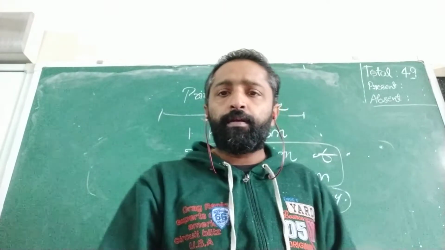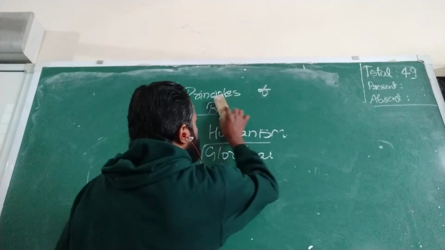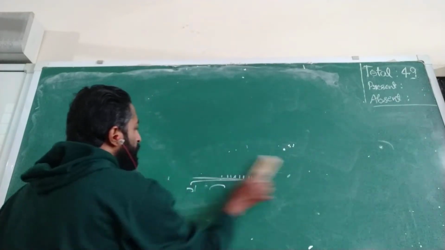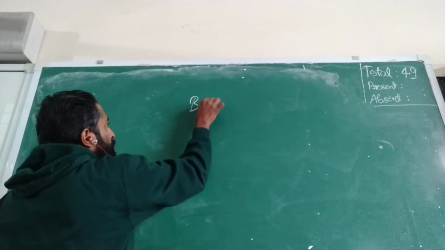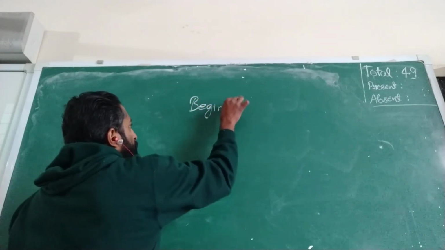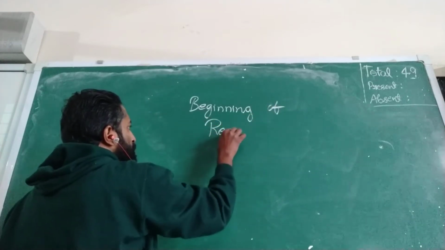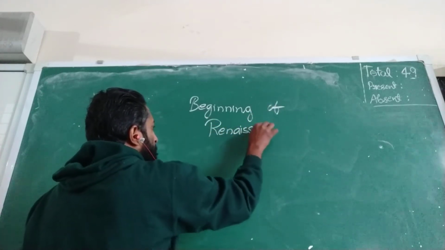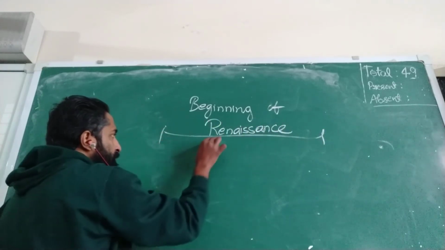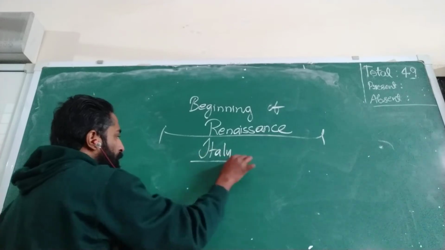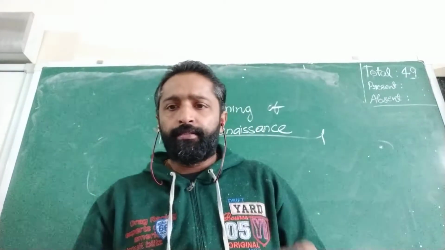And the next topic is the beginning of Renaissance. The beginning of Renaissance happened in Italy. Now we will see the reasons why it began in Italy.